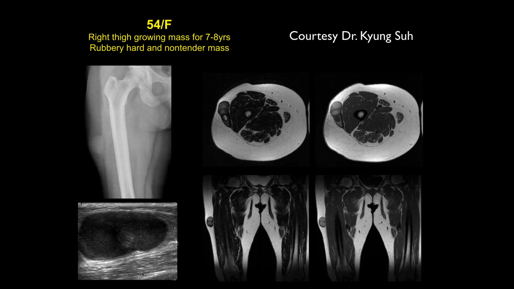A little bit of posterior enhancement, through transmission. And then on axial, it looks like a T1 weighted and maybe a T2. Yeah, T1 to the right, T2 to the left. So we just see this kind of multilobular fat-containing mass. It's kind of heterogeneous.